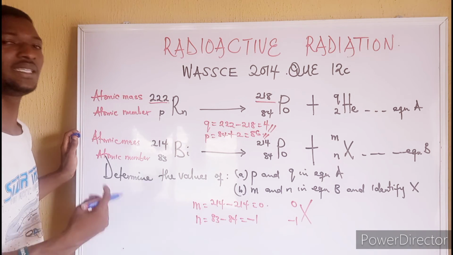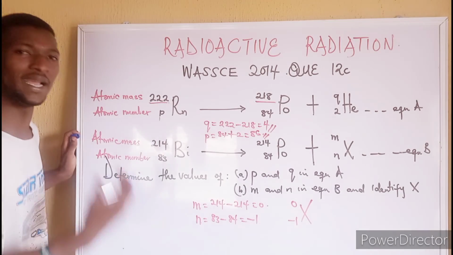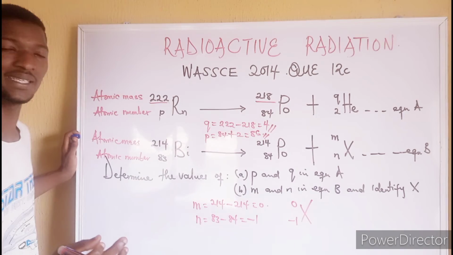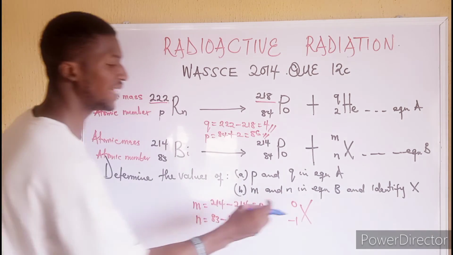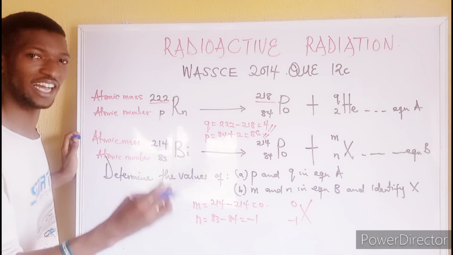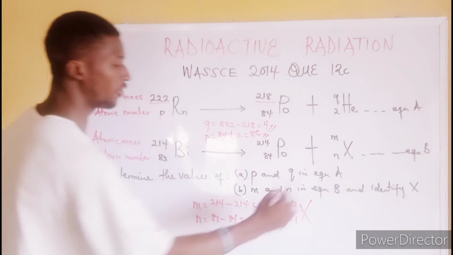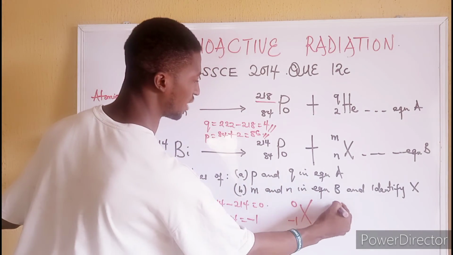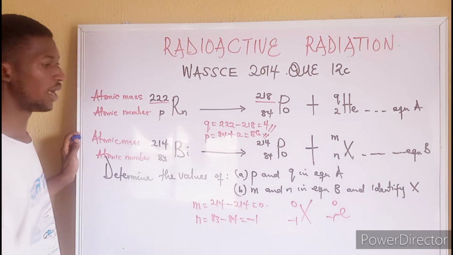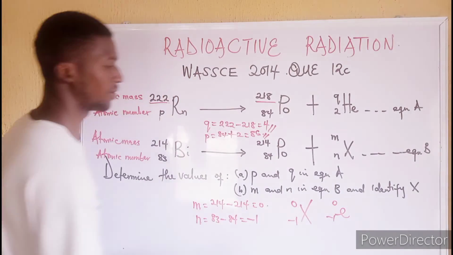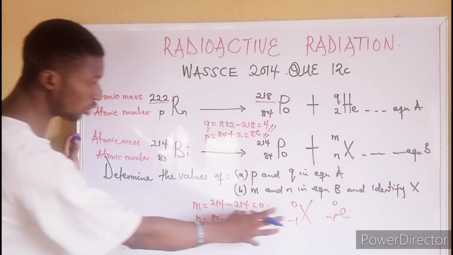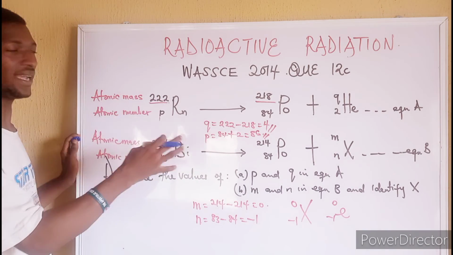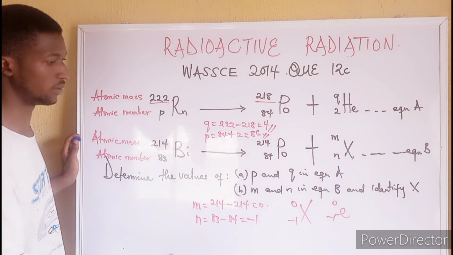So what is this? This is definitely called beta particle. Why is it called beta particle? Because I told you earlier that beta particle is a high energy electron. And don't forget, the atomic number of an electron is minus 1 and atomic mass is 0. So that's what you have for this particular question given in WAEC 2014 question 12C.